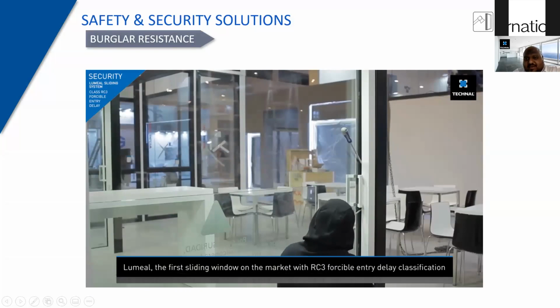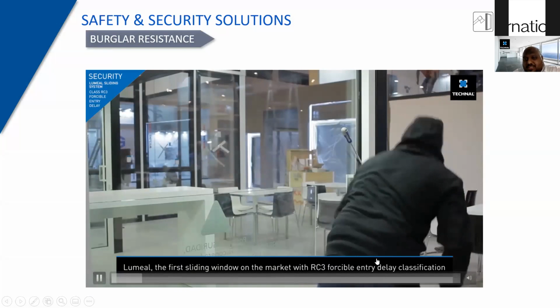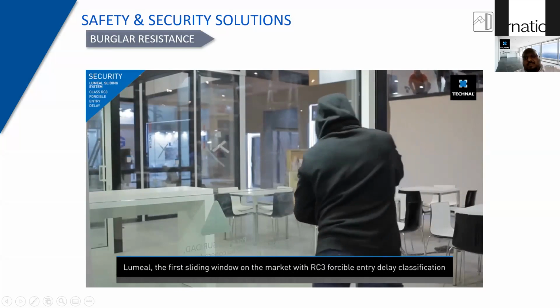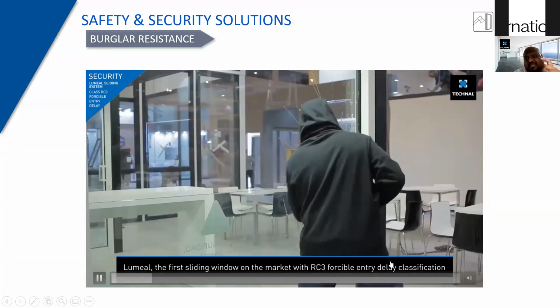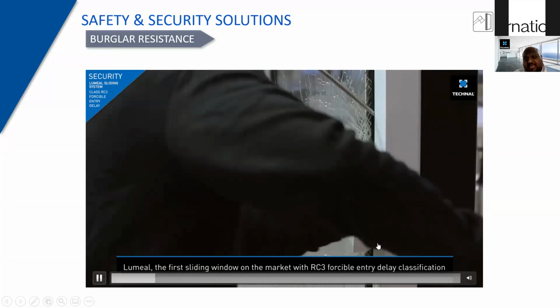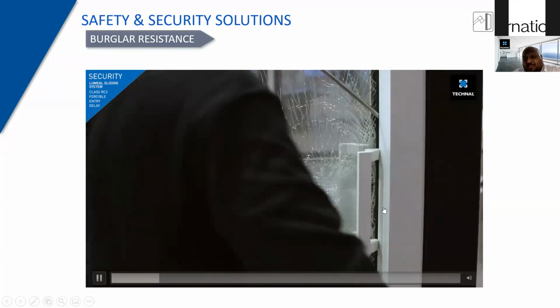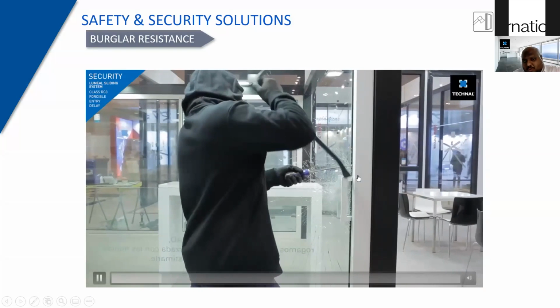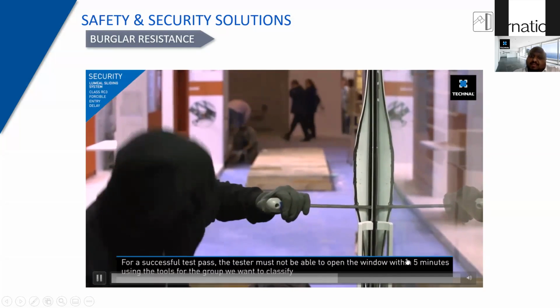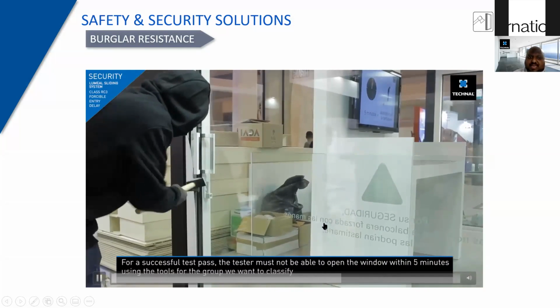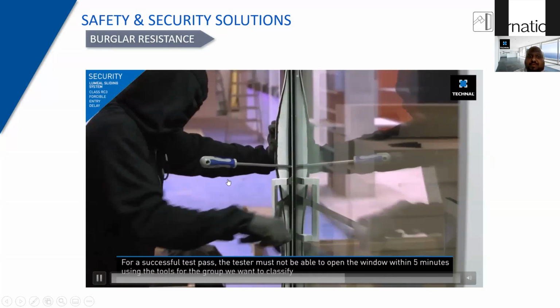As you can see here, the crowbar is being used, and the gentleman is trying to break in, and of course he has a certain time limit. He has to do this within that time. So he's trying to open up the window using these crowbar elements, which is part of the RC3 classification. And because of the product's design, they are not able to break in.